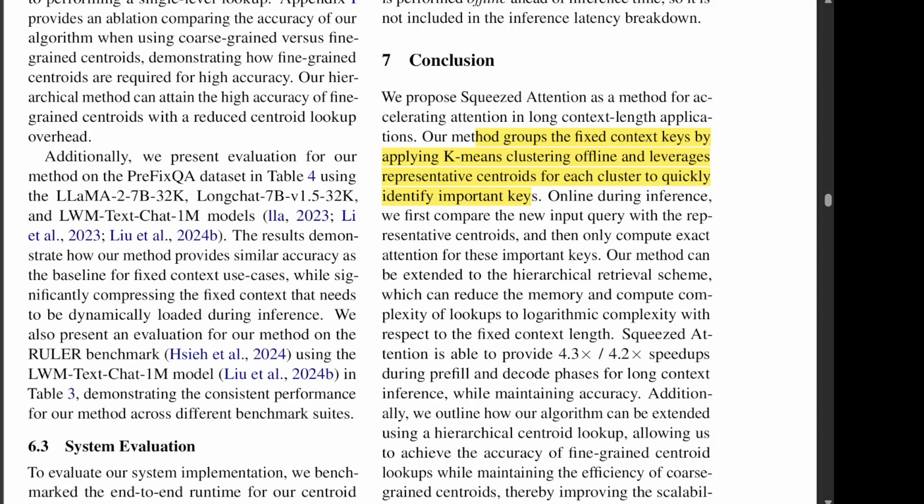For the single-level approach, they typically used 5% centroids relative to the fixed context length. For hierarchical, it was often 1% level 1 centroids and 5% level 2. They also calibrated a global threshold to control the sparsity, how many keys actually get retrieved.